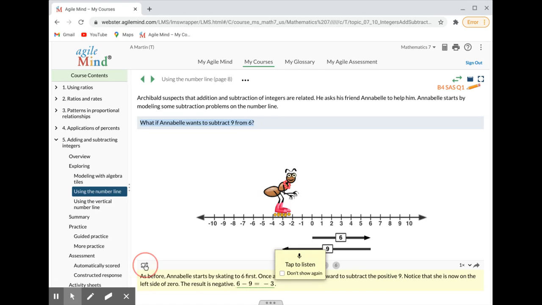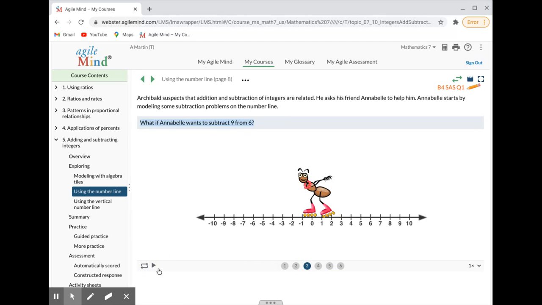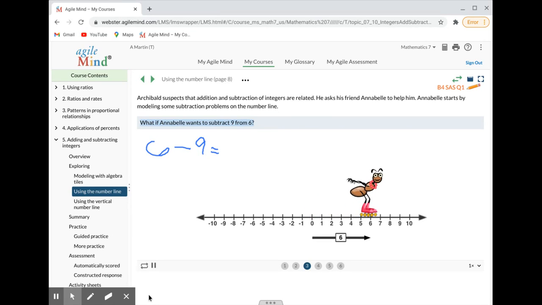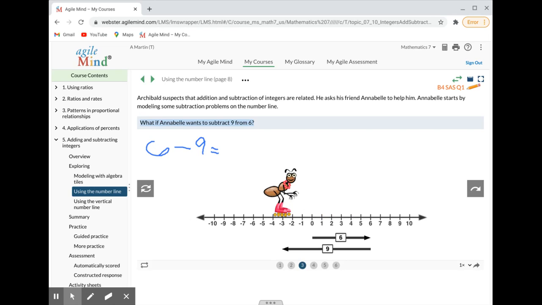What if Annabelle wants to subtract 9 from 6? Okay, so if she wants to subtract 9 from 6, are we taking 9 from 6 or are we taking 6 from 9? 9 from 6. Yes, we're taking 9 from 6. So really that's like saying what minus what? 6 minus 9. Correct. So since that's 6 minus 9, we're going to figure out what that answer is. What do you think Annabelle's going to do? She'll go to the right 6, and then go to the left 9. That is correct. Does that look good, Devin? Yes, sir. And you would end up with negative 3.